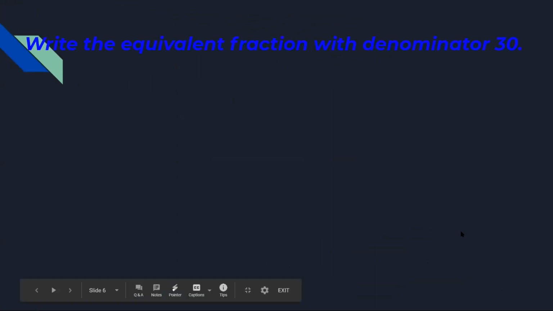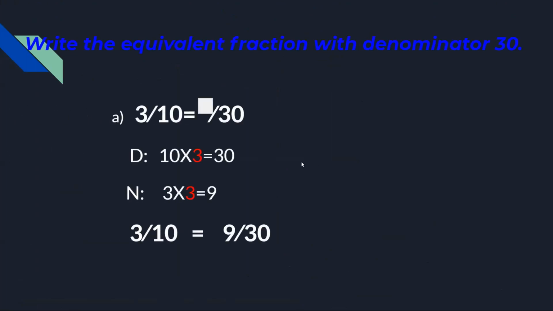Let us take some more examples. Write the equivalent fraction with the denominator 30. Here the denominator is given as 30, so we have to write the equivalent fraction. Here is the sum: 3 upon 10 equal dash upon 30. So the denominator will be 30. How will the 30 come?